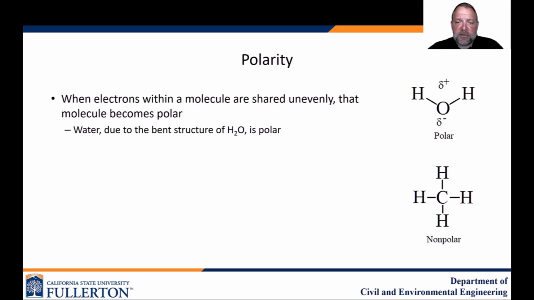When electrons within a molecule are shared unevenly, that molecule becomes polar. Polar, much like the north and south pole of a magnet or the north and south pole of the Earth. So hydrogen has a positive charge and oxygen has a negative charge. And when they come together, because it's not a symmetrical bond, it's a bent structure, you get a slight differential positive charge on the hydrogen side and a slight differential negative charge on the oxygen side.